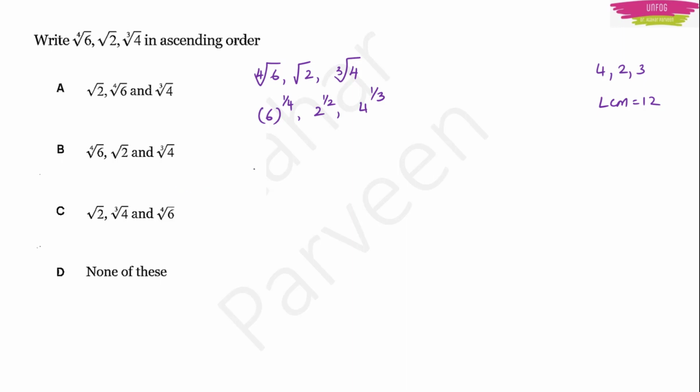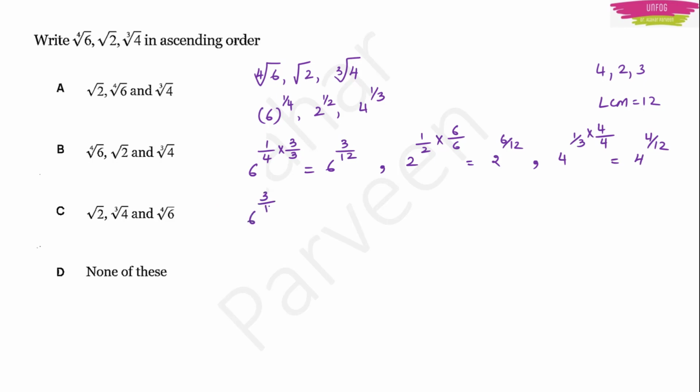For that, 6 to the power 1 by 4, I will multiply and divide with 3, so that I get 6 to the power 3 by 12. Like that I can do for 2 to the power 1 by 2. I will multiply with 6 because 6 2s are 12, right? So 2 to the power 6 by 12. Next I will take 4 to the power 1 by 3. Multiply and divide with 4 because 4 3s are 12, right? So 4 to the power 4 by 12.